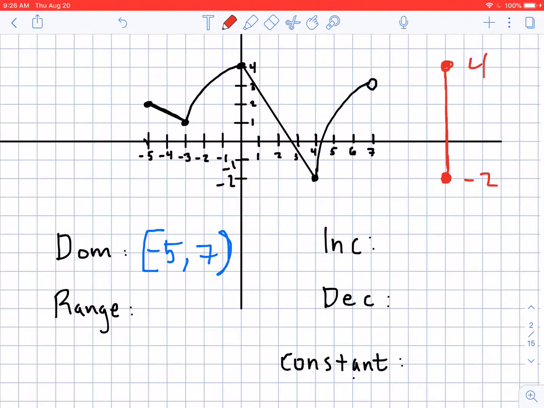So it looks like the range would be all the numbers in between negative 2 and 4. So from the low point of negative 2 up to a high point of 4, and then how are we going to cap this off? Well, that low point is a closed circle, that high point is a closed circle, so they're both going to get brackets. Awesome.